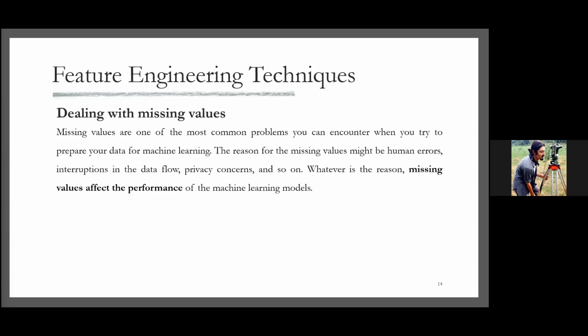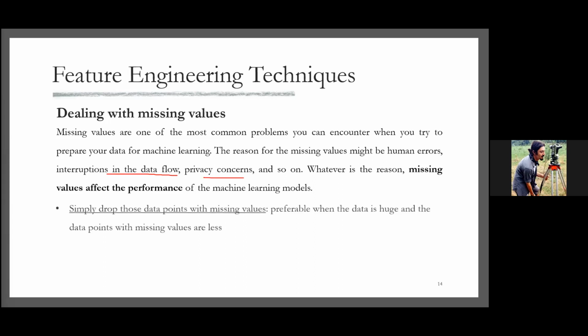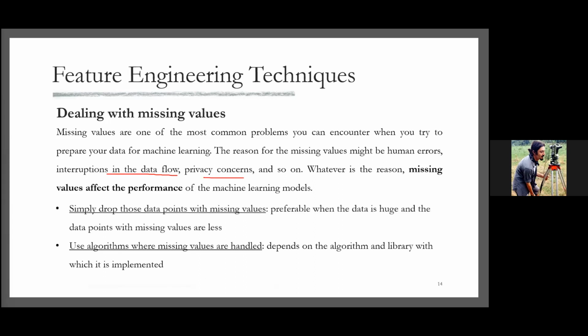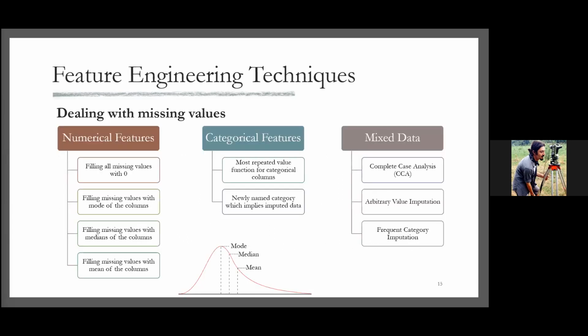So the reasons for the missing values might be human errors or interruption in the data flow or privacy concerns. Whatever the reason is, the missing values affect the performance of the machine learning model. We know that. So there are a few methods. We can simply drop those data points with missing values. It's good when you have huge data sets with few missing values. Or we can use algorithms where the missing values are handled, or we can use data imputation techniques, which we are going to see in the next slides.